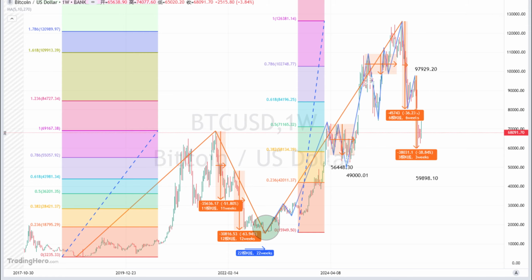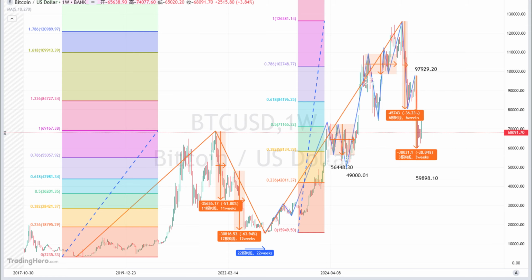The low in November 2022 was a weekly degree consolidation bottom divergence, where a buy point appeared. By the same theory, the decline from the October 2025 high of 126,254 also showed a divergence buy point. This is the safest opportunity for position building.